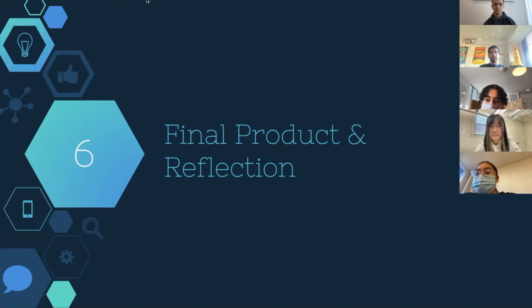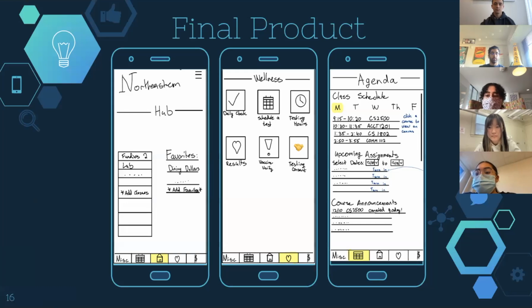So the last phase was the final product and reflection. This is what our final product looked like after including the changes that David noted from the interviews that we did. We envisioned this to work as basically an all-in-one app with the only redirections being to Canvas. So everything that can be in the app will be in the app.